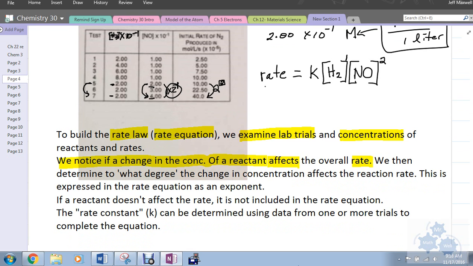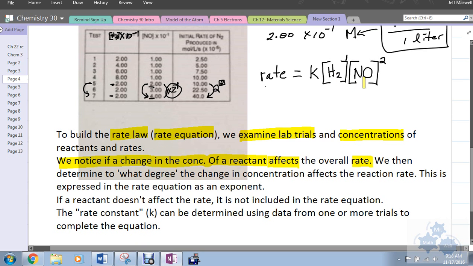And that's what we did with hydrogen and with nitrous oxide here. We said, yes, hydrogen affects the rate. Double hydrogen doubles the rate. And yes, nitrous oxide, if we change that concentration, that affects the overall rate as well. If we double the NO concentration, then we quadruple the rate.